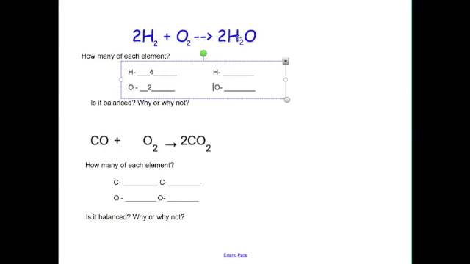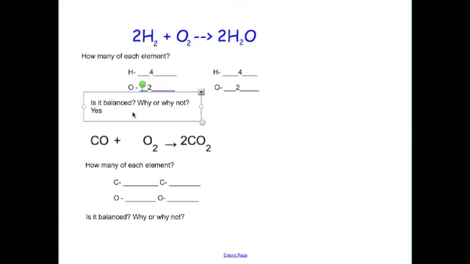Okay, I see 2H2O. That means I should have four hydrogens, two groups of two, and two oxygens, two groups of one. So I look here and I see on this side we have 4 and 2. On this side we have 4 and 2. So yes, we are balanced. Looks good.